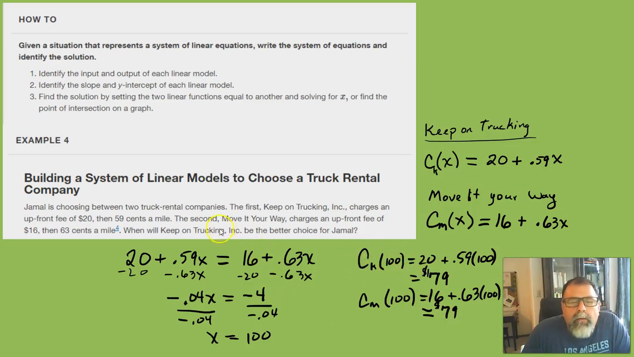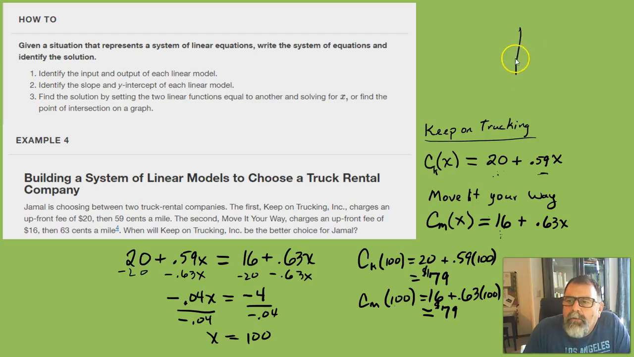So when will Keep On Trucking be a better choice for Jamal? He has a bigger upfront fee but less per mile. So if you think of it that way, if I were to do 200 miles, you'll see this one would be cheaper than this one. So basically anything more than 100 miles, Keep On Trucking's the better deal. Anything less than 100 miles, you want to do Move It Your Way. Okay? So if you did 0 miles, this one's $20, this one's $16, so this would be the better deal.